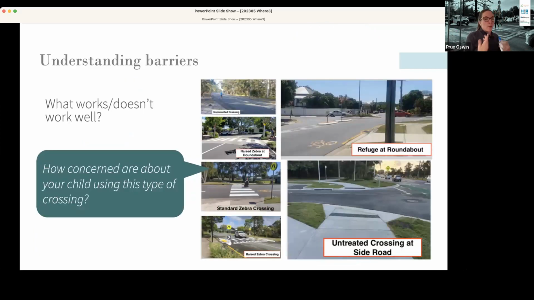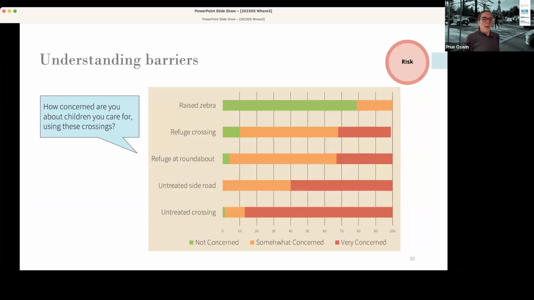Understanding barriers, about what works well and what doesn't work well. In these surveys, we also ask people about different types of crossing treatments to get some more information. It supplements the maps and gives us more prescriptive guidance on what type of crossings we should be using. So we asked parents, how concerned are you about your child using this type of crossing, and showed them a picture of the different crossings.